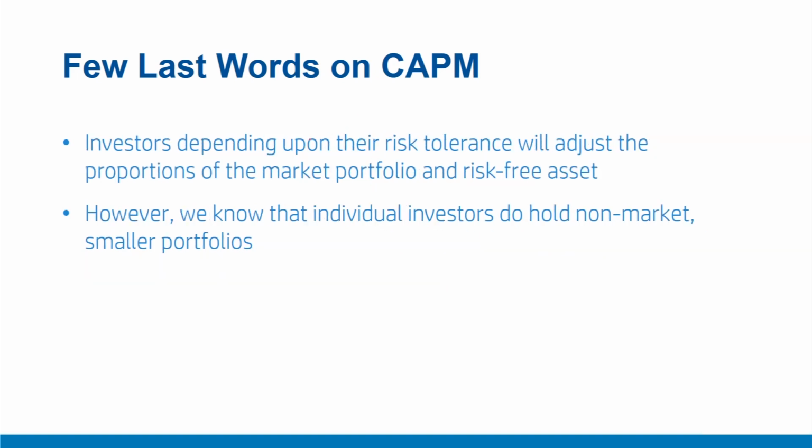CAPM also postulates that all the investors need not have the same risk tolerance. They will have different risk tolerance, and this difference will be reflected in their combination of market portfolio and risk-free asset. Remember, we said that investors will not only hold this market portfolio, but may also invest a certain proportion in the risk-free asset, or those that are more risk tolerant may heavily borrow at this risk-free rate and then invest not only their own wealth, but the borrowed amount, in the market portfolio.